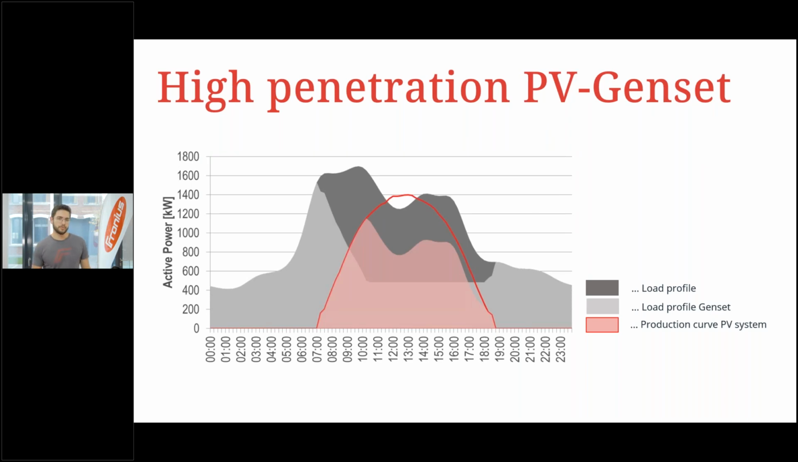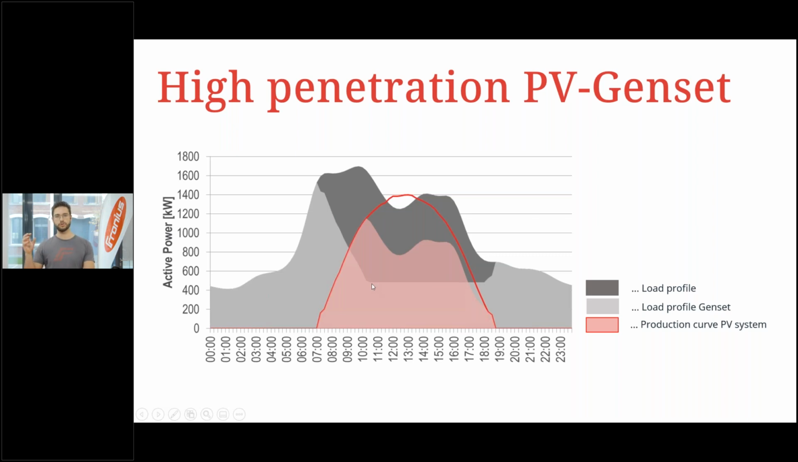The other scenario would be quite the opposite, a high penetration PV-Genset solution and the need of a control. So we have again the same load profile, but now we have a bigger production, a bigger PV system. So the red curve would be the PV curve. And again, we can see the dark gray area, which is covered by the PV. And you can see around mid of, so noon and afternoon, we can see here there is a straight line.